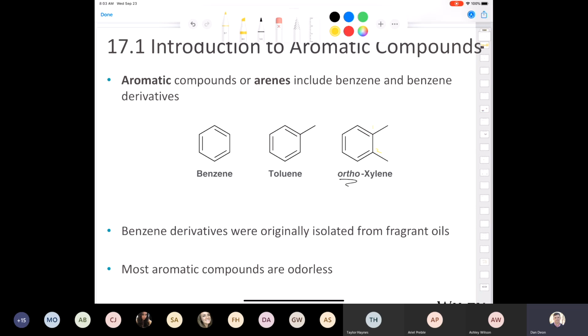It says here that benzene derivatives were originally isolated from fragrant oils from tree balsam or sap or some kind of tree oil. The first derivatives of benzene were fragrant. They did have pleasant odors, and that's where the word aromatic came from. Now, as science progressed, many more aromatic compounds were discovered, and most aromatic compounds, in fact, are odorless, but the name aromatic stuck. I want to remind you that what aromatic means to a scientist nowadays is that the molecule has stability. It has some inherent stability, and we're going to discuss where that stability comes from.